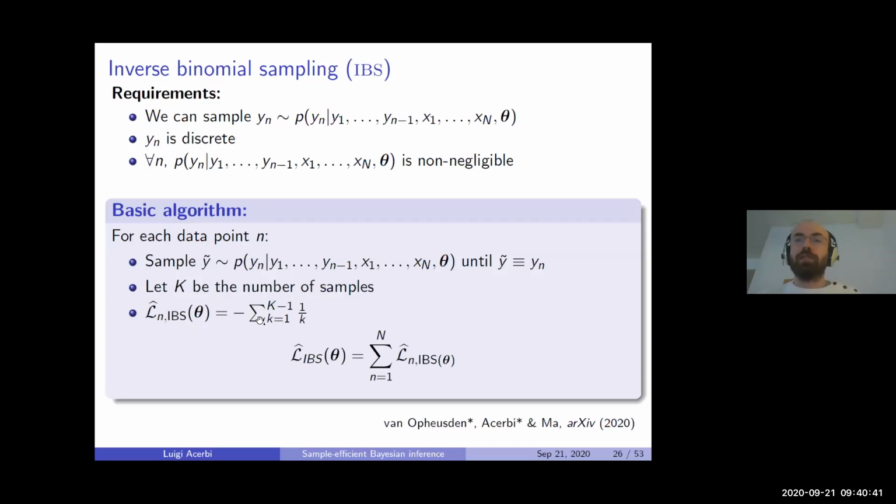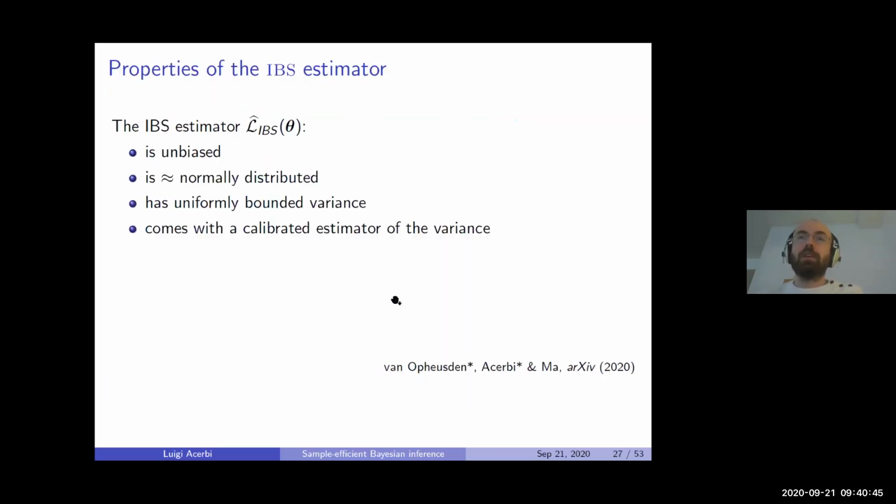It can be proven, of course, that this has very, very nice properties. I don't have time to go through the derivation here, but you can look at the paper. First of all, the IBS estimator is unbiased, which is really beautiful because you know that if you sample enough, you will get the exact number. Also, it's approximately normally distributed, and this approximation is really, really good, so you pretty much get a Gaussian estimator.